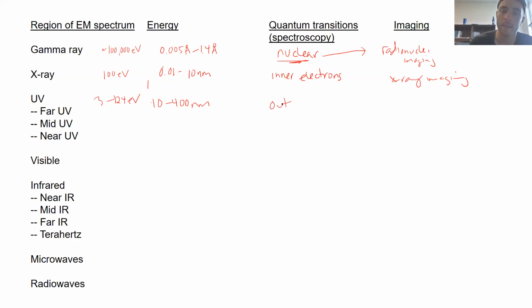Yep. Outer electrons, or you'll also hear them referred to as bonding electrons. So electronic transitions. And then for imaging, since it's down to 10 nanometers, I guess it would be anything less than that, all the way up to 400 nanometers. So I guess a lot of small molecules in general we'd be able to image, depending on what wavelength you're using.